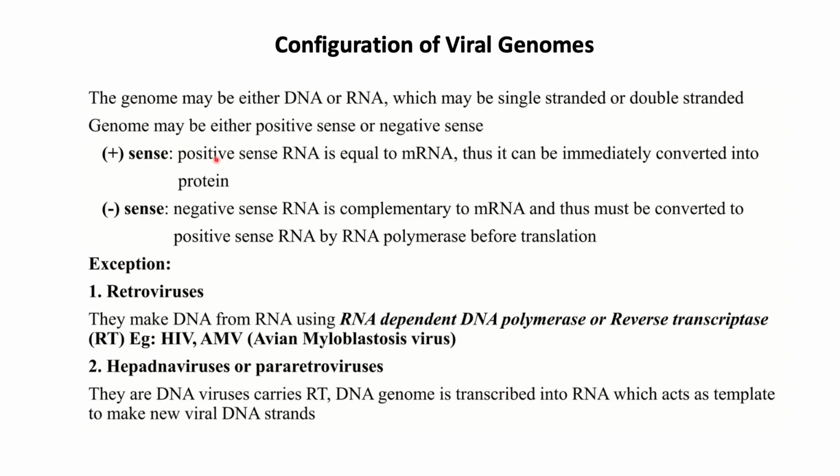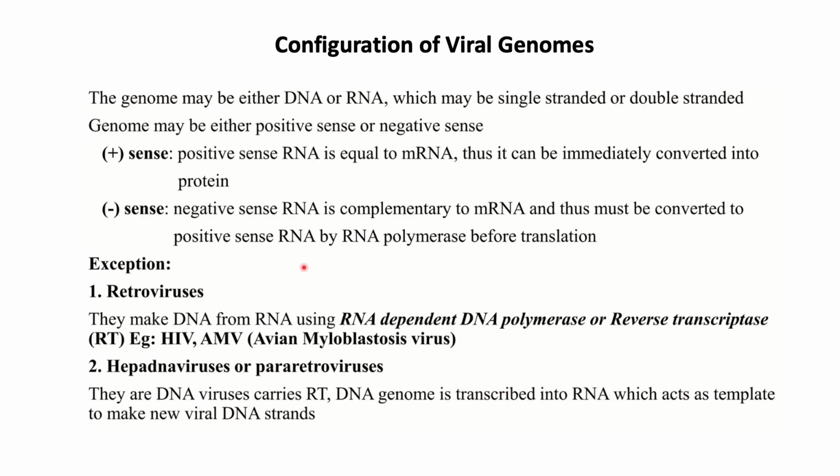Positive sense viruses can directly cause the infection by getting translated into protein, whereas negative sense RNA viruses have to undergo an additional step. They have to synthesize the complementary RNA sequence first, and then they replicate and translate.